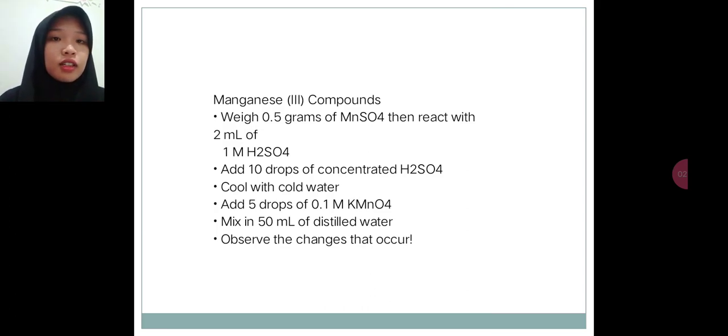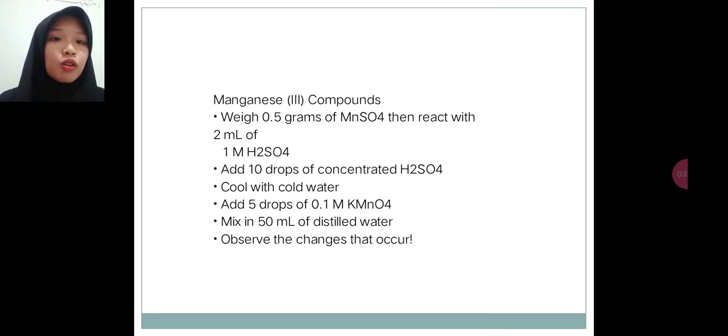And then manganese 3 compounds. Weigh 0.5 grams of manganese oxide. React it with 2 milliliters of 1 molar sulfuric acid. Add 10 drops of concentrated sulfuric acid.